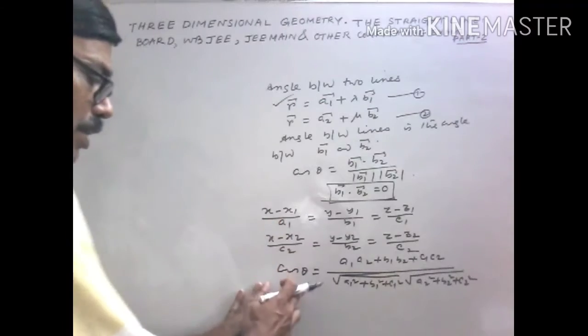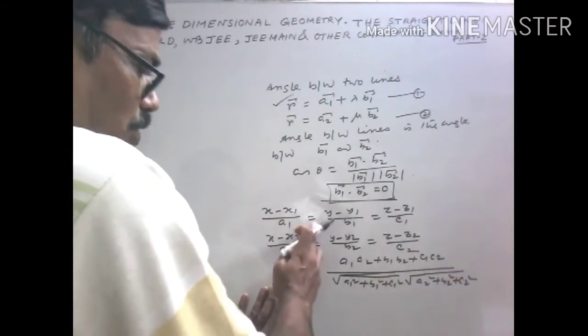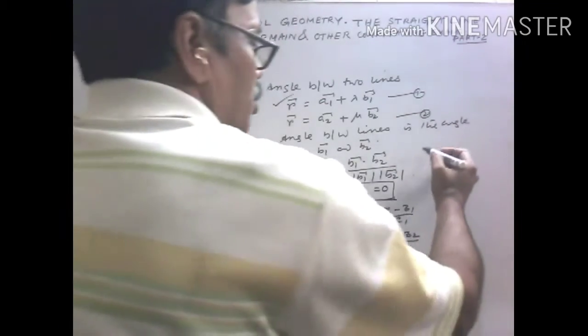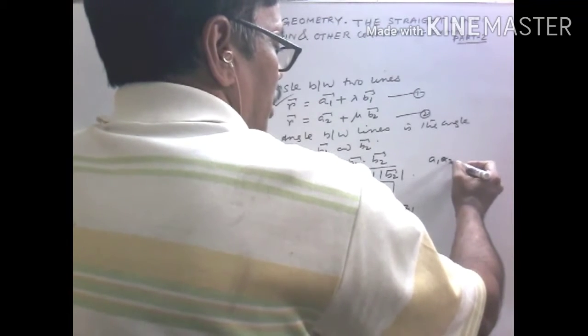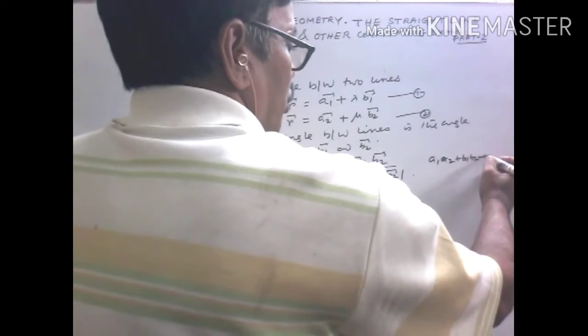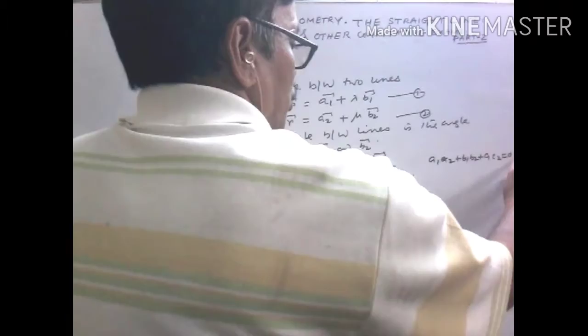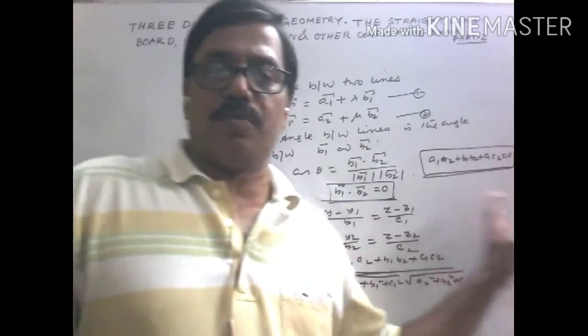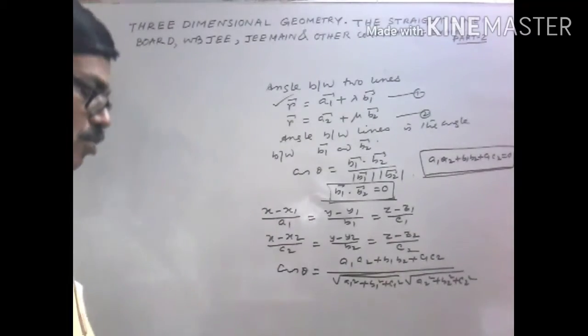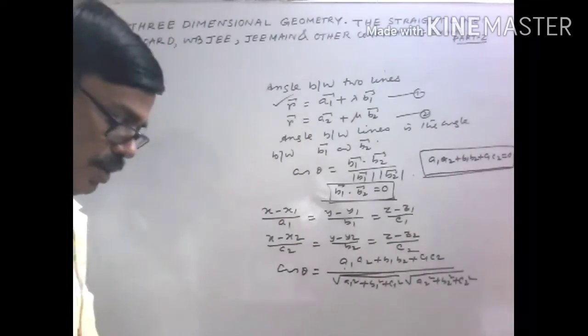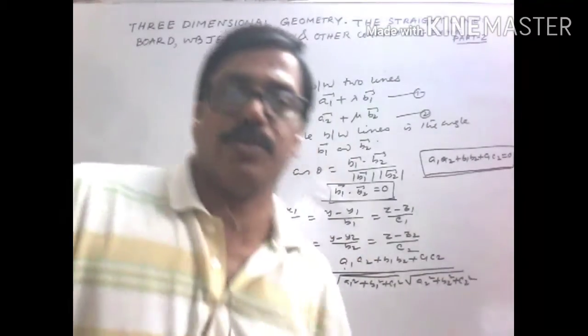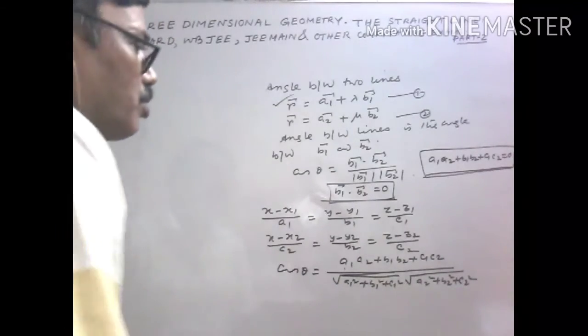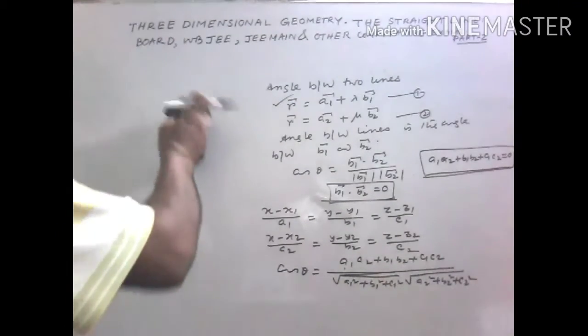So if the angle between them is 90 degrees, then cos θ equals 0. So what is the condition of perpendicularity? a1a2 + b1b2 + c1c2 equals 0. So this is the most important result: two lines are perpendicular if a1a2 + b1b2 + c1c2 equals 0.